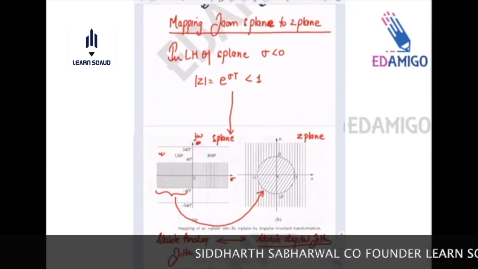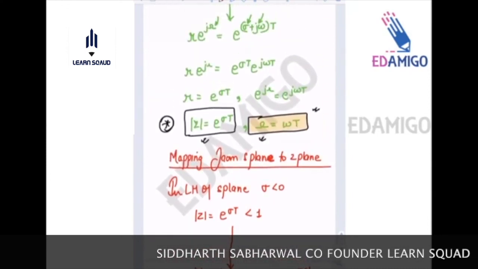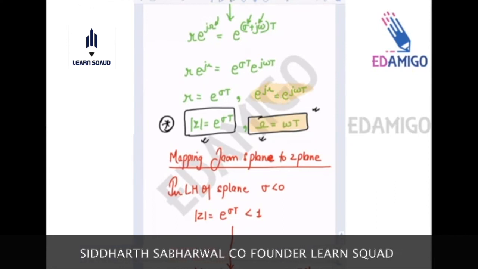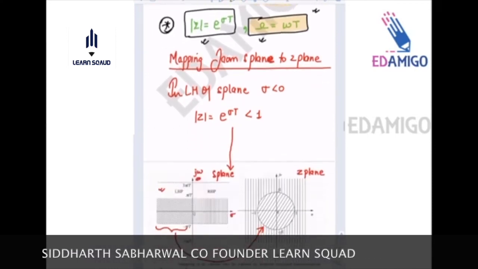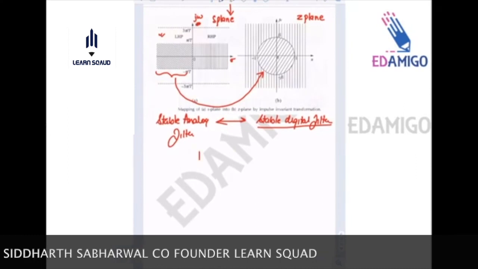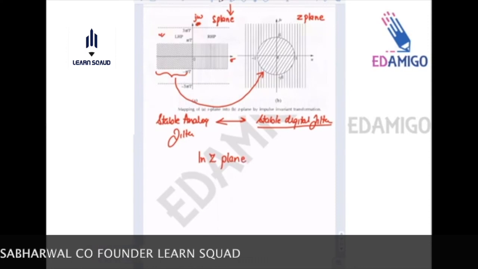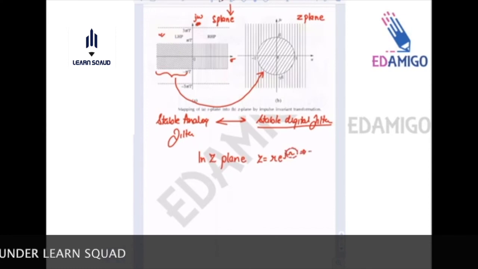But one very important point here is that if we look at this equation, in the Z plane, Z is equal to R e to the power j digital frequency, and this digital frequency is always from minus pi to pi only. We know that because the digital frequency axis is periodic with a period of 2 pi. So it is always between minus pi and pi only.